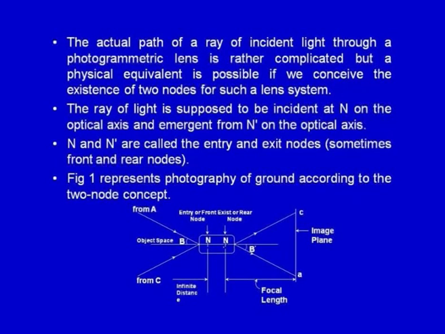At this point, depending on the angle of incidence of the ray coming from object A, this particular ray now emerges from the exit node and falls on the image plane and is represented by the point A, small a here. One thing that we can see here is that the distance between the image plane and the exit or rear node is what we call the focal length of the camera.